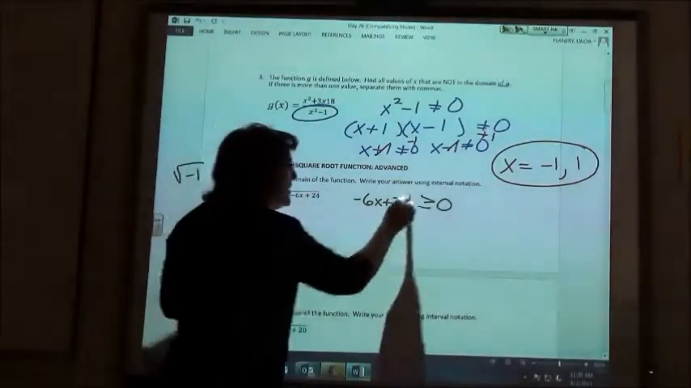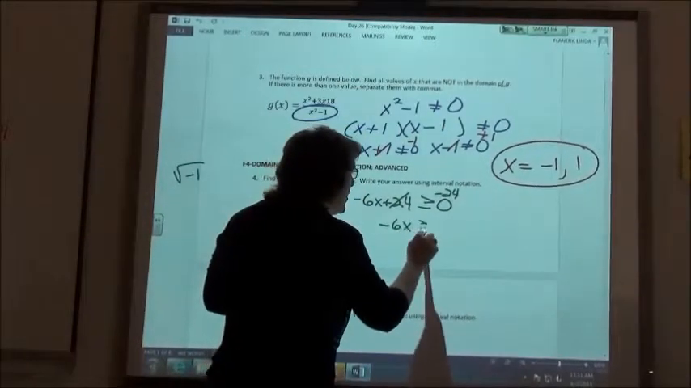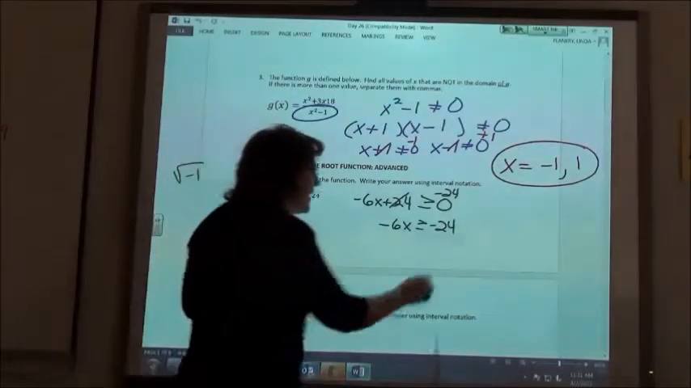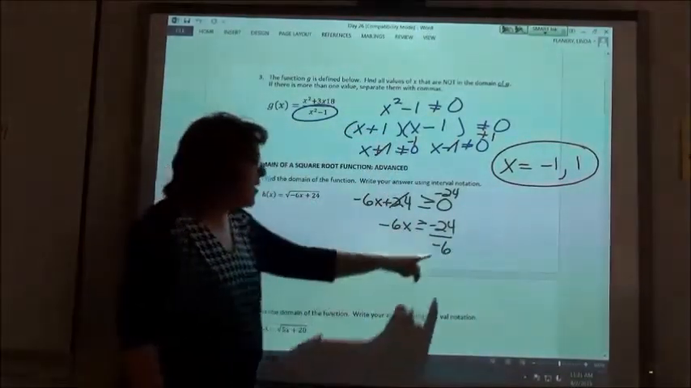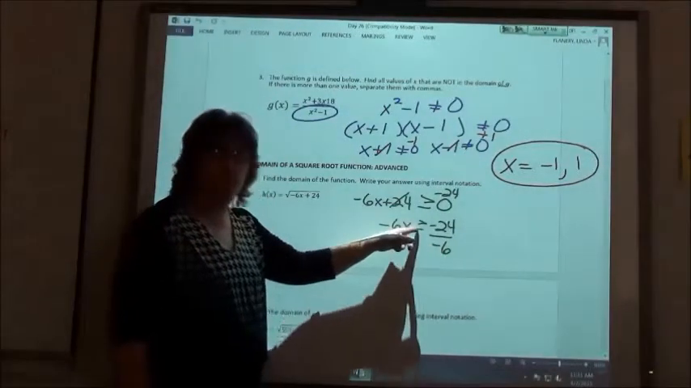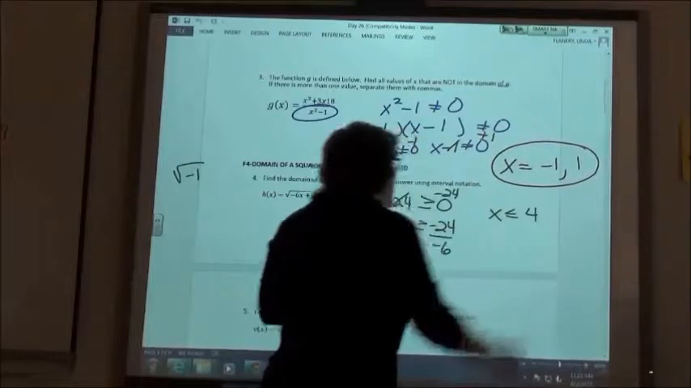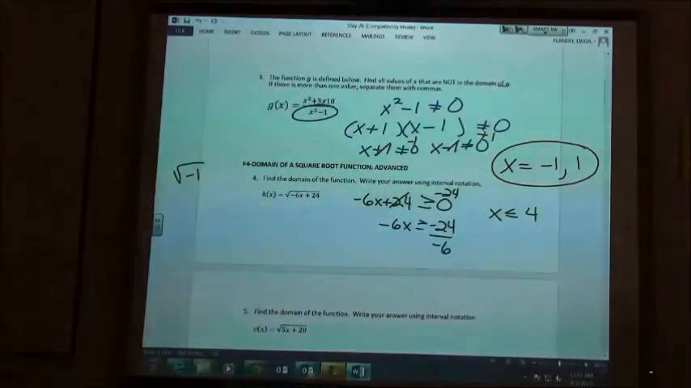So when I solve this, I'm going to minus my 24. Negative 6x is greater than or equal to negative 24. I have to divide by my negative 6. Keeping in mind that I'm working with an inequality, when I divide by a negative, I reverse my sign. So x is less than or equal to positive 4. Negative 24 divided by negative 6.